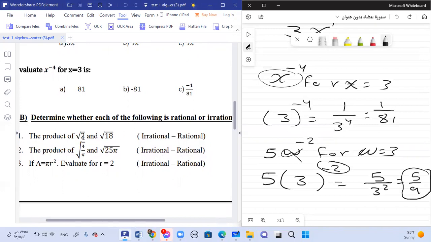Okay? Product of square root 2 and square root 18. Use the calculator to find the answer. With the product, it means multiply. Use the calculator and find the answer. Square root 2 multiply square root 18. Use the calculator to find your answer. I will tell you now. Use the calculator and tell me what the answer is. Yes. Product means multiply.